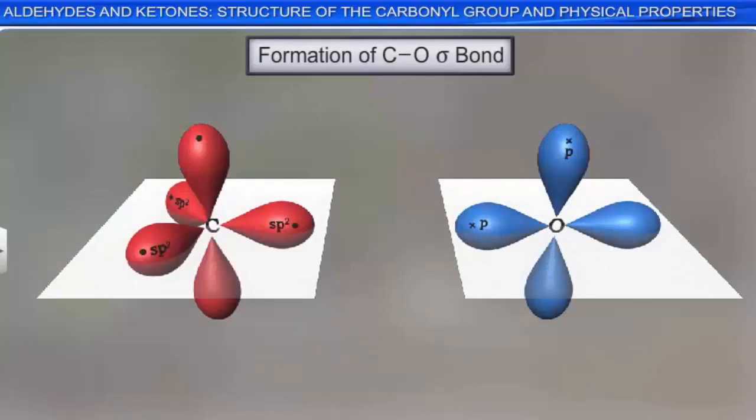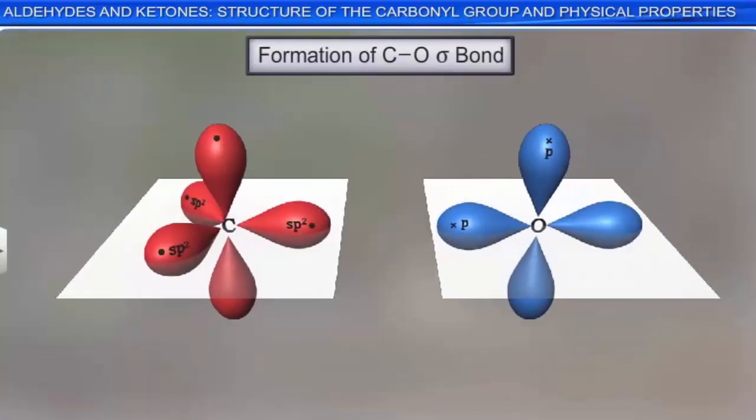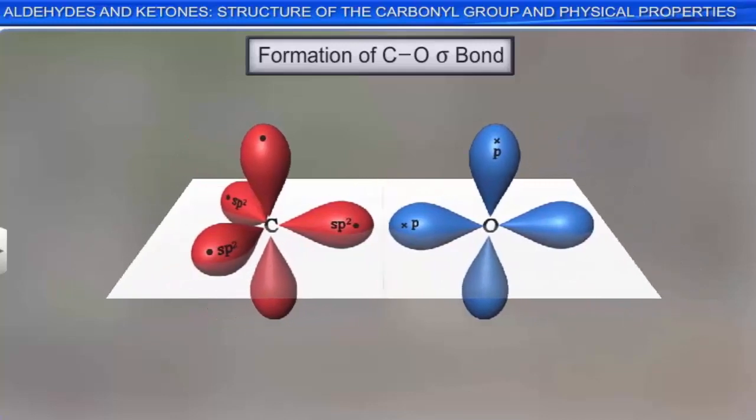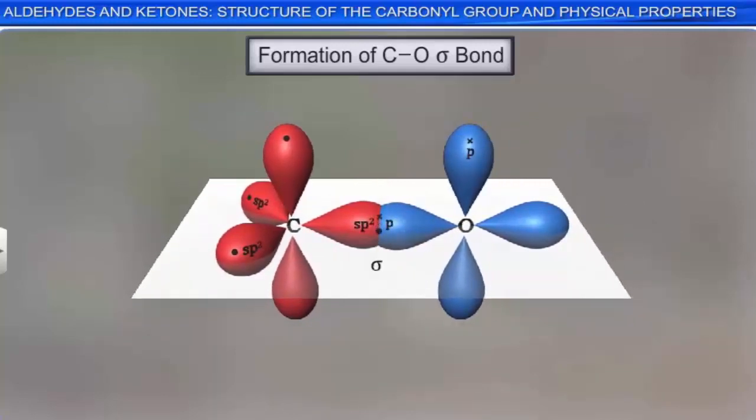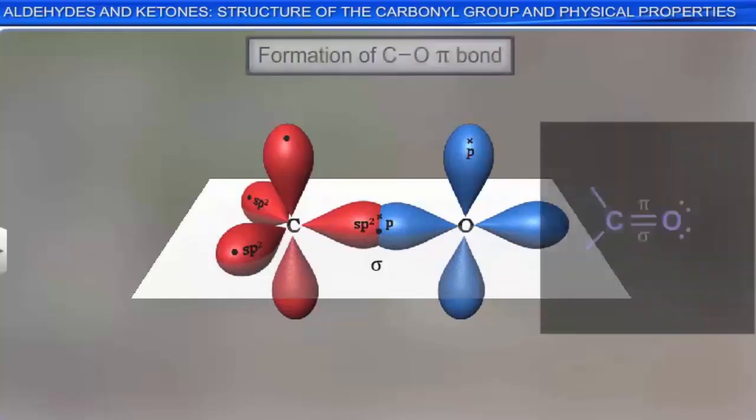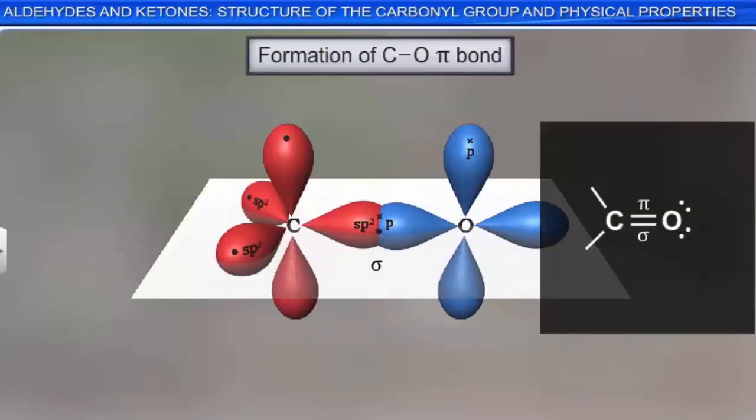The carbon to oxygen sigma bond is produced by the overlap of one sp2 orbital of carbon with a p orbital of oxygen. On the other hand, the carbon-to-oxygen pi bond is formed by the sideways overlap of the p orbitals of carbon and oxygen.